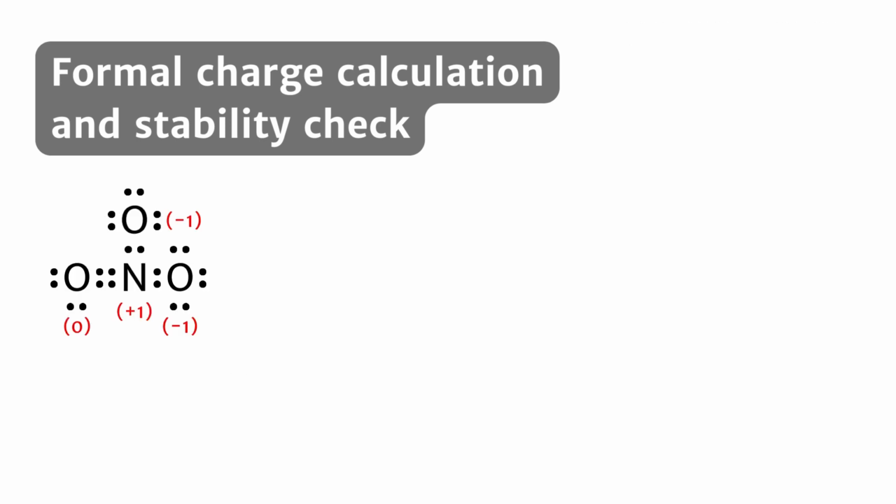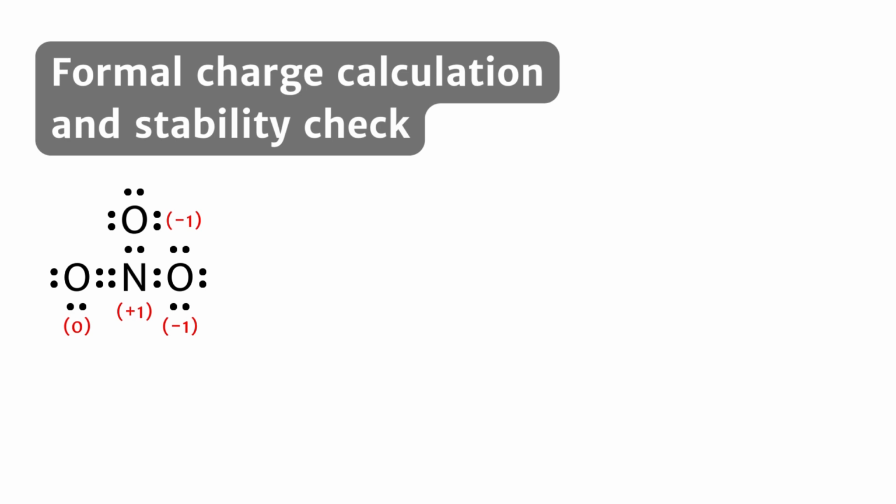The formal charges of both nitrogen and oxygen atoms are mentioned, indicating that formal charges on atoms are closer to 0. Therefore, this structure is the preferable, most stable Lewis structure of NO3-.